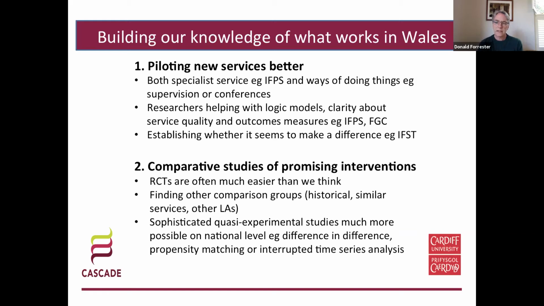But if we can't do an RCT, if we had a larger scale program of work focused on finding out what works in Wales, we'd be much better placed to find good comparison groups. And that would allow us to do much more sophisticated experimental studies, which are nearly as good or even as good as an RCT. So we can do things like difference in difference, which is looking at trends over time, propensity matching, which is when you get a large group and you identify people who are particularly like the people who receive the intervention. Interrupted time series analysis, which is where something's introduced in lots of different places at lots of different points, when you can see what difference it makes.